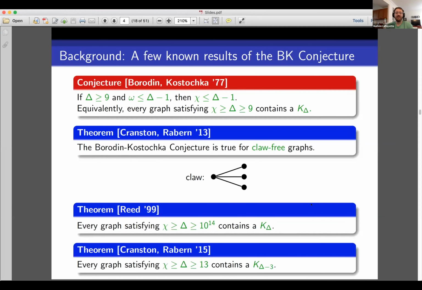And then in 2015, Cranston and Rayburn proved that delta is at least 13. They can almost get this big enough clique. They're about 3 vertices away.